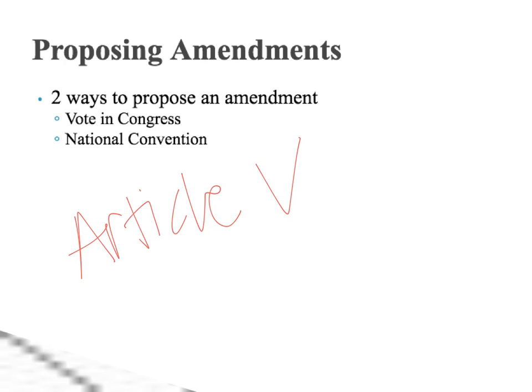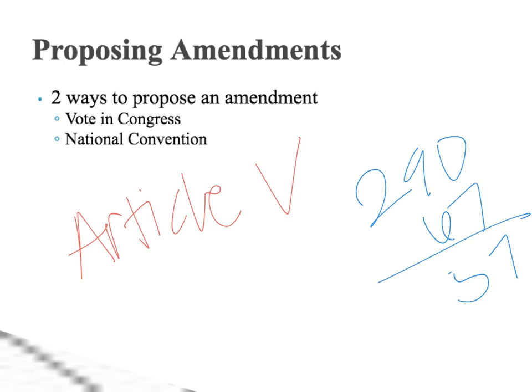So if you do the math, what's 290 plus 67? 357. So 357 of our congressmen and women need to agree on something for it to pass onto the ratification process. And if you'll remember, ratification means approval.